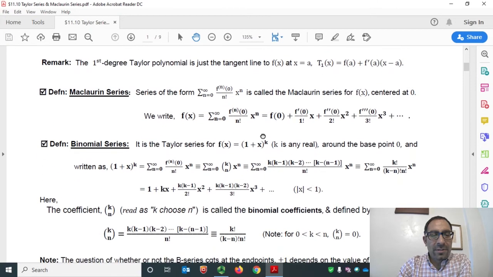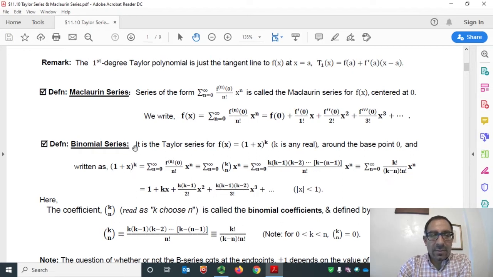Another definition, binomial series. It is the Taylor series for (1 plus x) to the power k, where k is any real number, around the base point origin, and we write (1 plus x) to the power k equals, that's the Maclaurin series, or the Taylor series expanded at the origin. And here the coefficient, the nth derivative of f evaluated at 0 over n factorial, we can rewrite as k choose n, where k choose n is this constant term here. In another representation, this turns out to be k factorial over (k minus n) factorial times n factorial. But let's jump to the last line here.